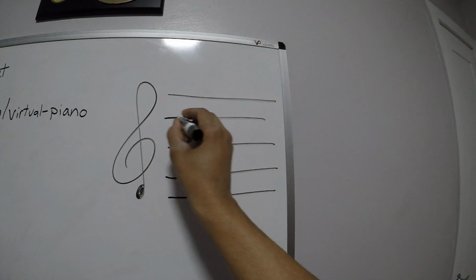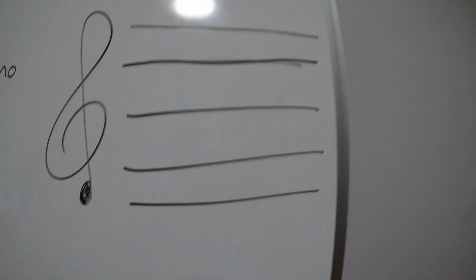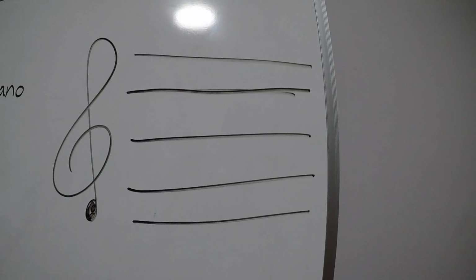Notice I'm drawing 5 lines on my staff. And move a little closer. There are 5 lines on my staff, and there are 4 spaces in between the lines. So let me just switch colors with the marker so I can better illustrate that a staff has 5 lines and 4 spaces. And just remember the order.